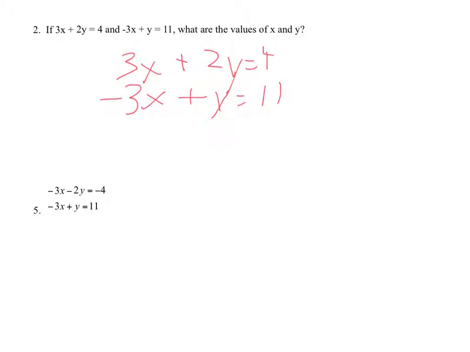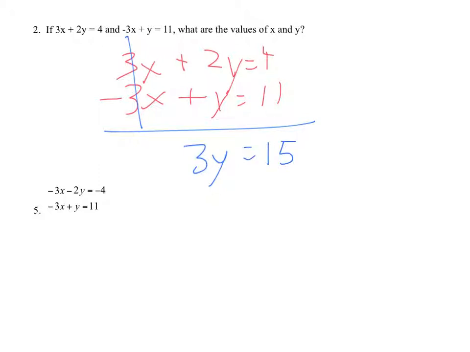Then we look and see, is there anything that we can cancel out? Eliminate. Well, yeah, the 3x and the minus 3x, those are opposites. Opposites go away or cancel. So those cancel out, and then we can just add the rest of this equation together. 2y plus y is 3y. And then don't forget, we're also going to add this 4 and 11 together, and that will give me 15.